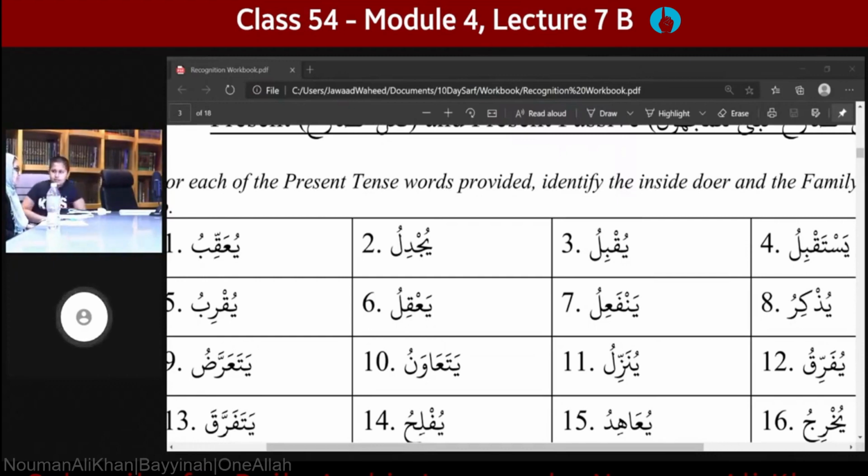Aqraba. Past tense ends in a. Aqraba, yuqribu, iqraban. Good. Say it again. We were saying ba before. That's why. So repeat it again. Aqraba, yuqribu, iqraban. Again.